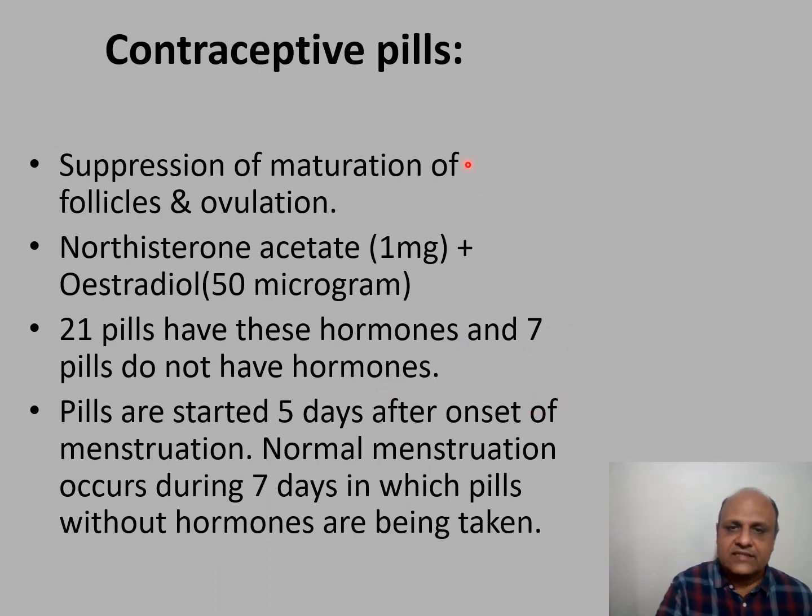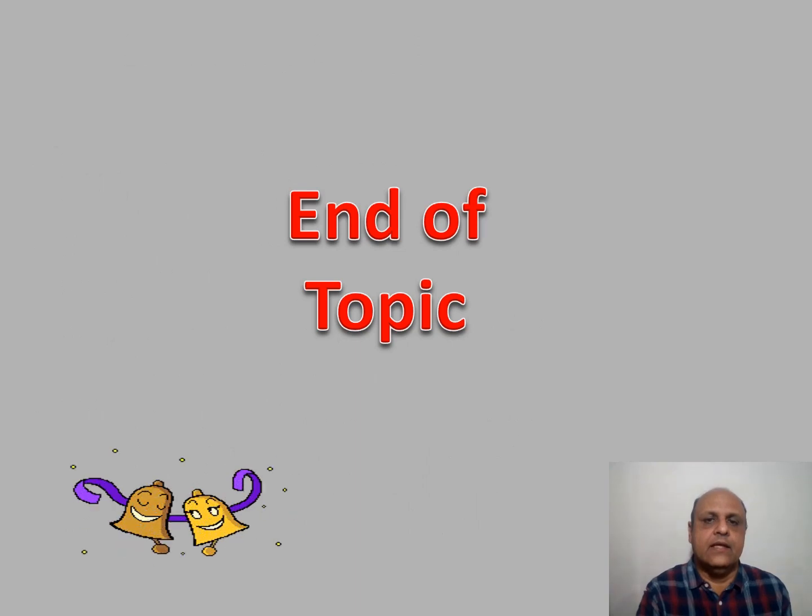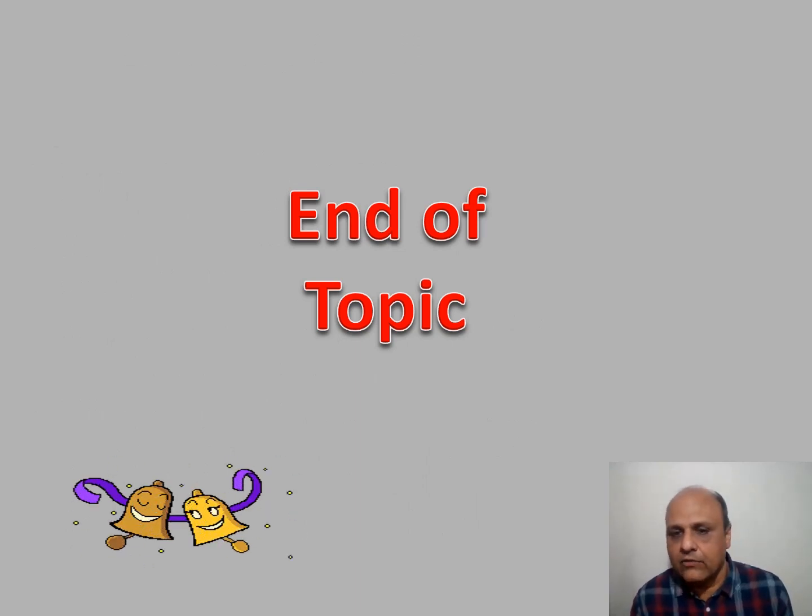So you have to understand the science behind the contraceptive pills, the composition of contraceptive pills, and that the strip contains 28 pills and bleeding takes place during the 7 days in which pills without hormones are taken. So that brings me to the end of the topic.